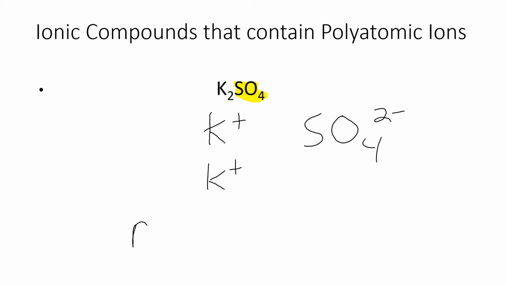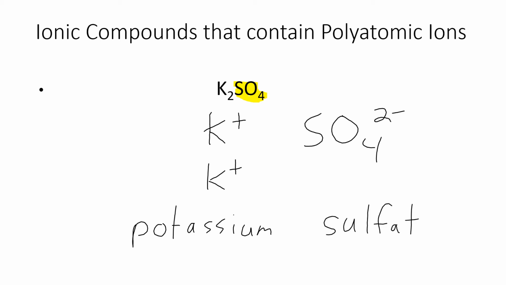Now we're able to write the name of this compound. Positive ion first, that would be the potassium. Negative ion second. Here for the polyatomic ions, you're just going to use the name for that polyatomic ion. SO4 2- is sulfate. You would have had that memorized. So the name of our compound here is potassium sulfate.